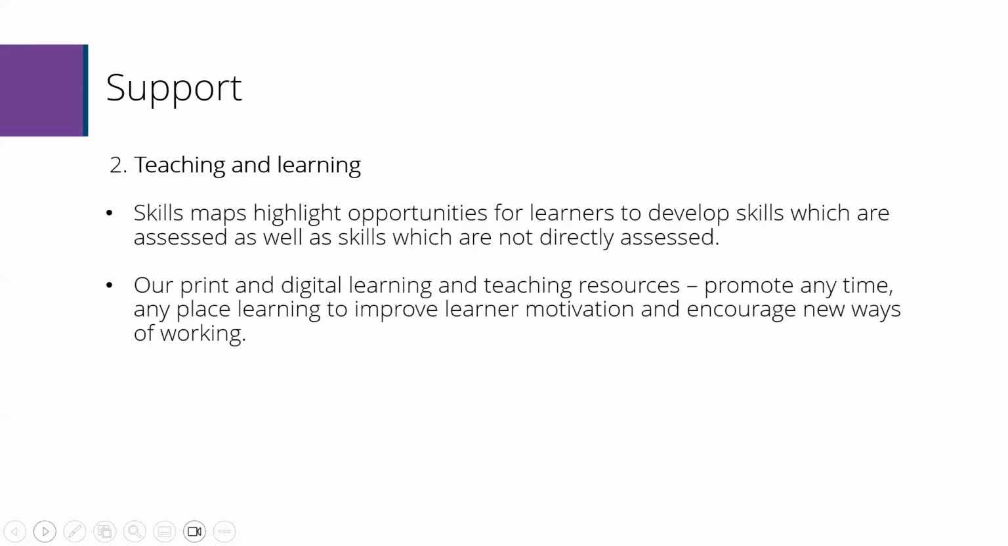For teaching and learning, there are some skills maps that highlight opportunities for learners to develop skills which are assessed, as well as skills which are not directly assessed. The skills that are not directly assessed are things like using synonymous words or synonymous phrases, changing the structure of sentences. We're not directly assessing those. They're never given a sentence and told, please rewrite this sentence using synonyms for these words. But those are skills which are inherently useful, for example, as you just saw for that task 3. And we've got our print and digital learning and teaching resources that will be promoting this sort of anytime, any place learning to encourage new ways of working.